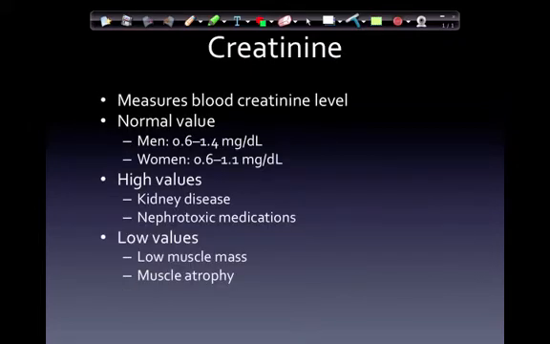Creatinine measures blood creatinine levels. Normal value should be 0.6 to 1.4 milligrams per deciliter. In women, 0.6 to 1.1 milligrams per deciliter. High values of creatinine would say that a person has kidney disease or is taking nephrotoxic medications, or medications that would be toxic to the kidneys. Low values: low muscle mass and muscular atrophy.